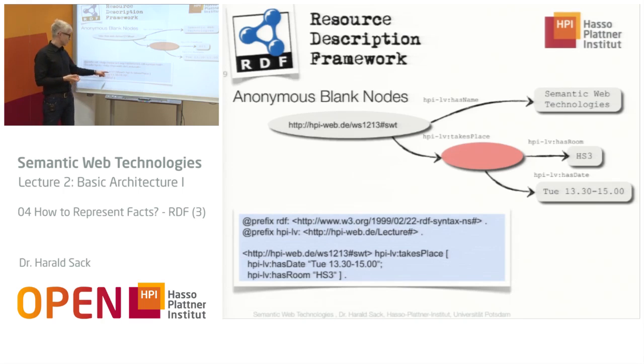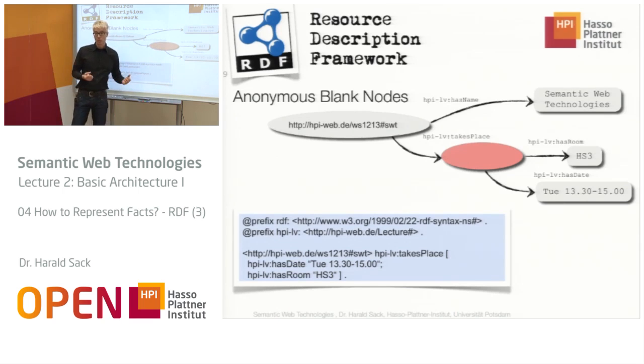So these are only strings in this representation. And then, of course, you have to close the bracket again to show that the blank node you have created with these brackets is now closed, and only these two properties, these two facts, belong to the blank node that you have just created.